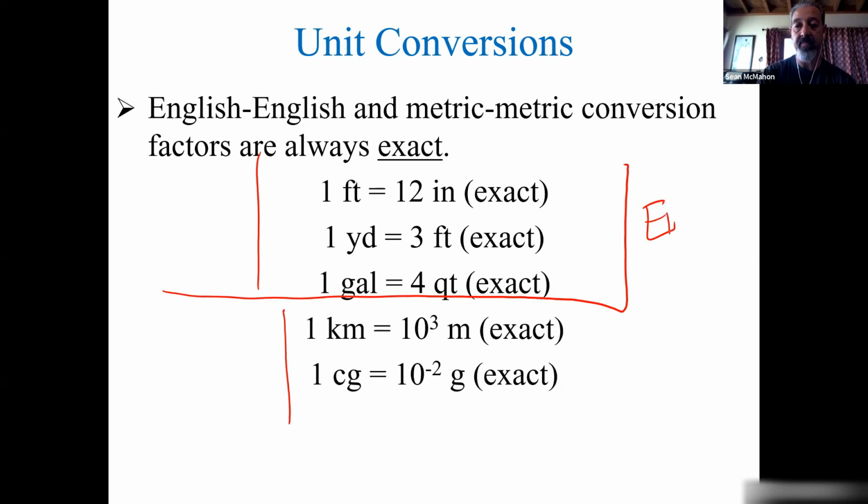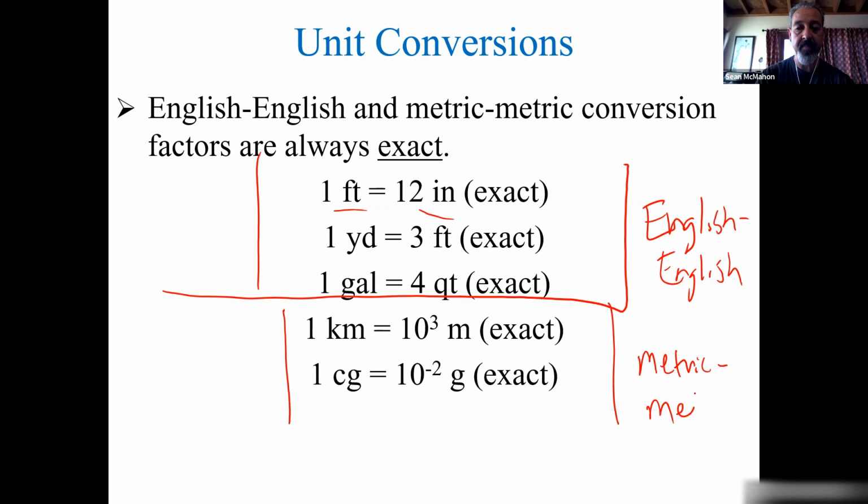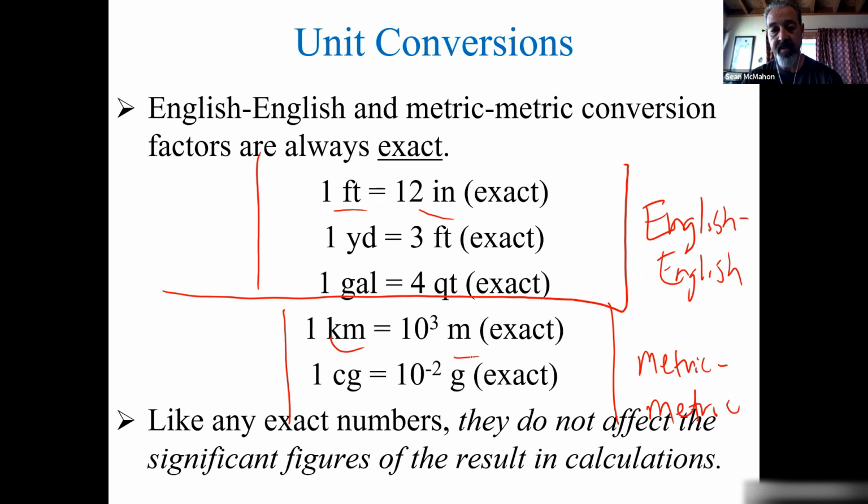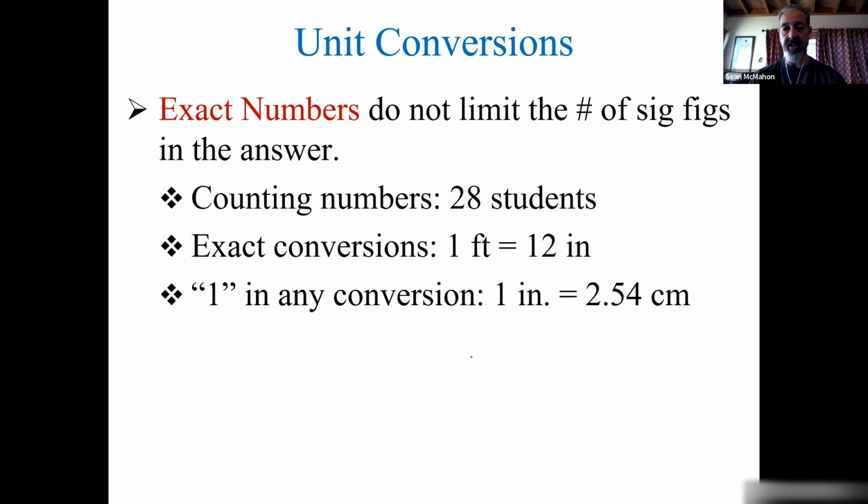So this is the English system. English to English, our system of units. So we go from feet to inches. We don't use that to determine sig figs. In the metric system, if I'm going metric to metric, kilometers to meters, I treat that as exact. So I never use exact numbers to determine sig figs. And again, other examples of exact numbers are counting numbers, like 28 students, exact conversions, or the 1 in any conversion, okay?